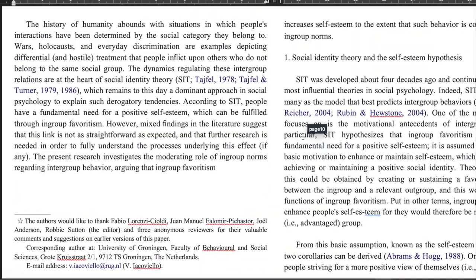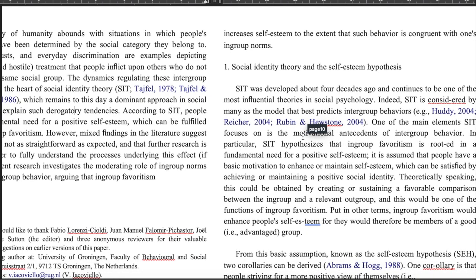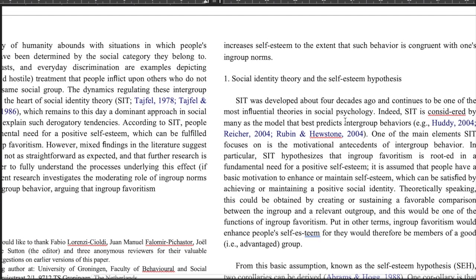So here is an example of the narrative in this paper. After presenting the introduction, you will notice that the sequence of the things that they discuss is practically the same, and you will notice that they're not discussing variables. Their topic headers are very descriptive, and do not simply talk about variables or defining variables. So they began by discussing social identity theory and the self-esteem hypothesis.